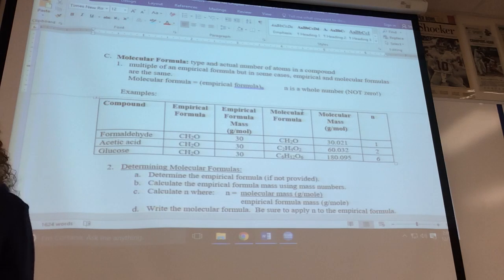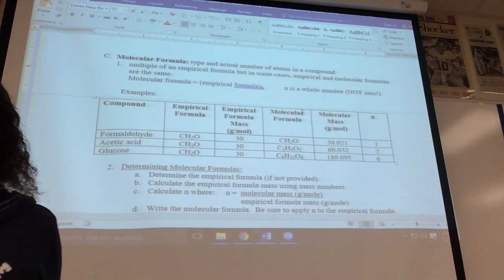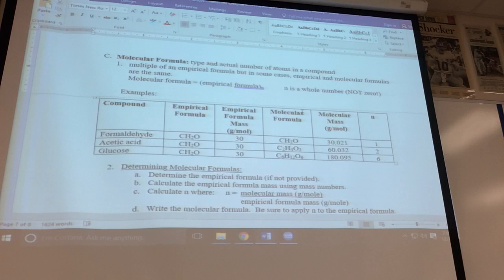In the previous lesson, we talked about how to determine empirical formulas from percent comp. And in this lesson, we're just going to take that one step farther. We're going to determine molecular formulas, which are multiples of empirical formulas, from percent comp. Before we take it all the way, we're just going to go from an empirical formula to a molecular formula.